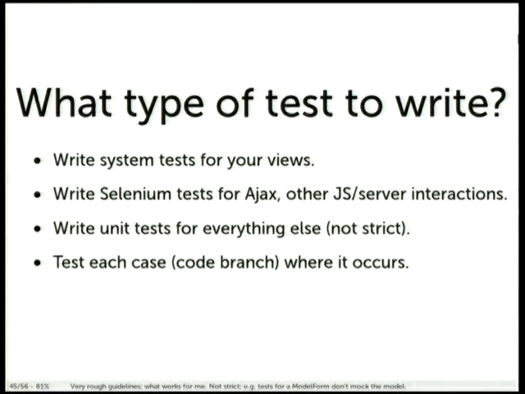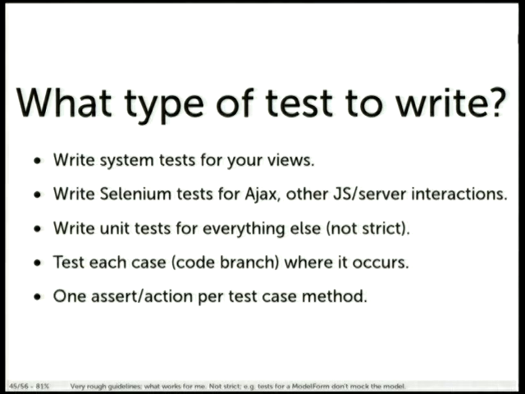One guideline that I find very helpful is to think about testing each branch in your code at the level where that branch occurs. This may seem obvious, but I see a lot of tests that don't do this. So the next slide will go a little more in detail into that.